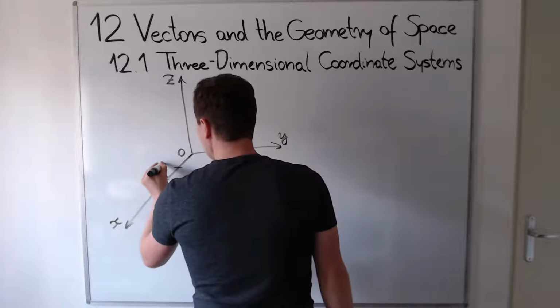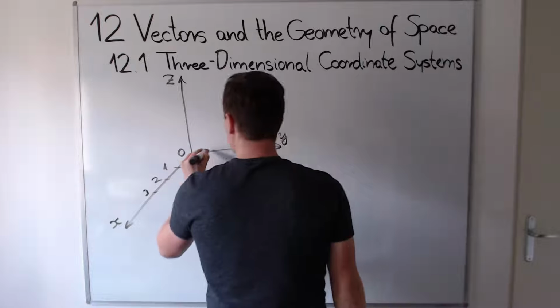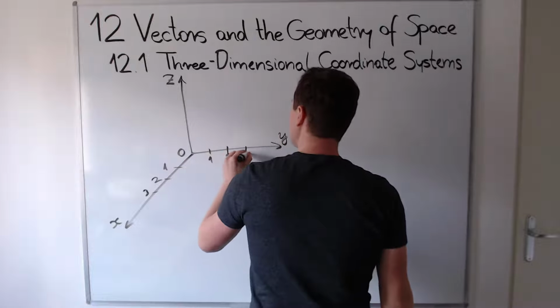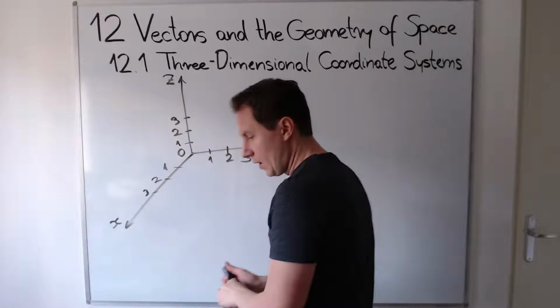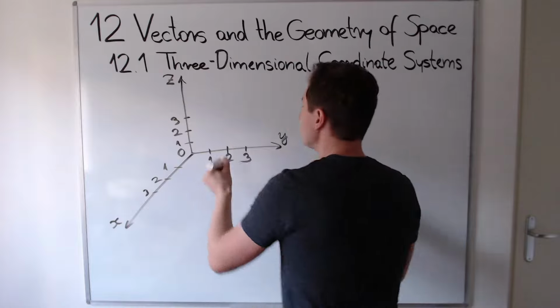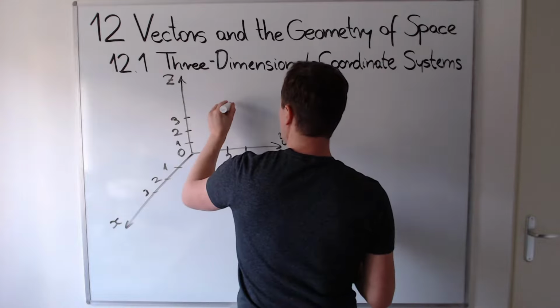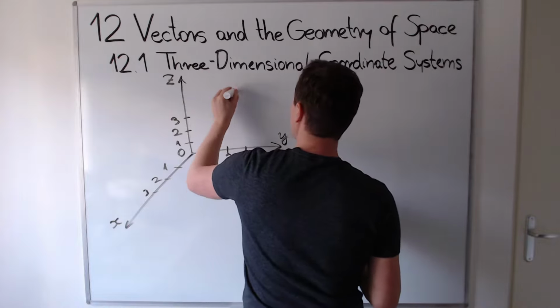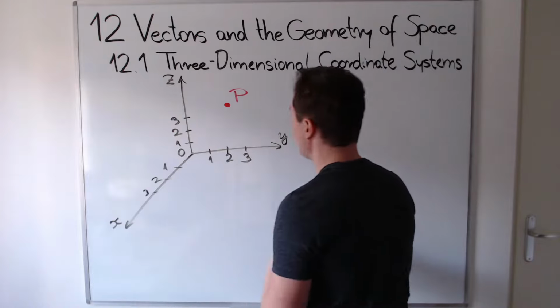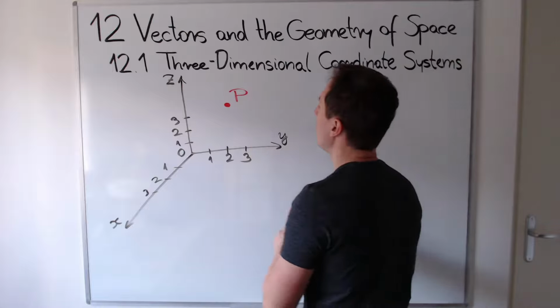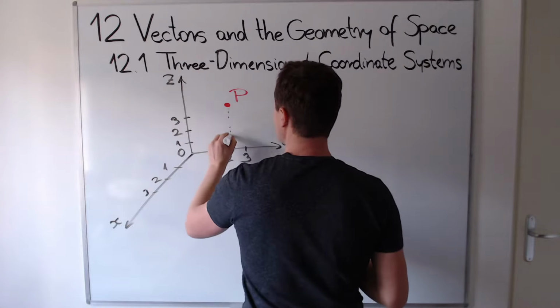Once you choose a unit of distance, you are good to go to coordinate the entire space, meaning that if you have a point, any point in space, let's say this one floating in space, let's call this point P, then you can go ahead and assign an ordered triple of real numbers as its coordinates.